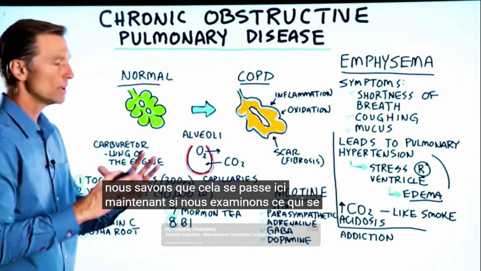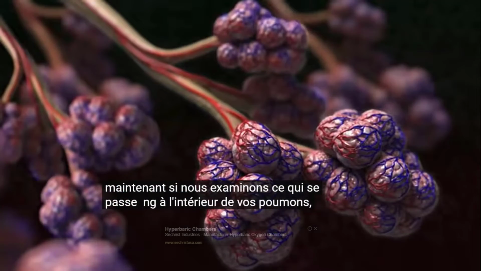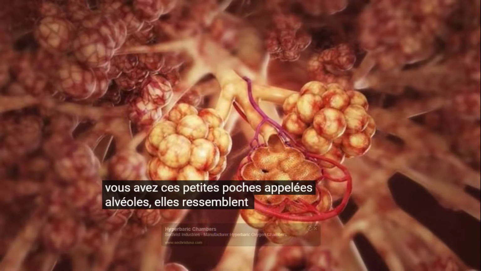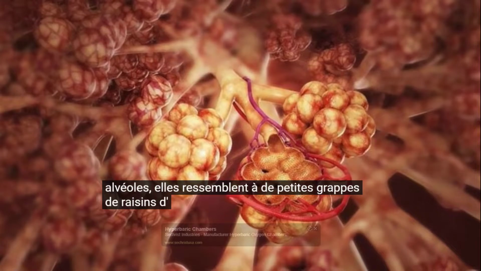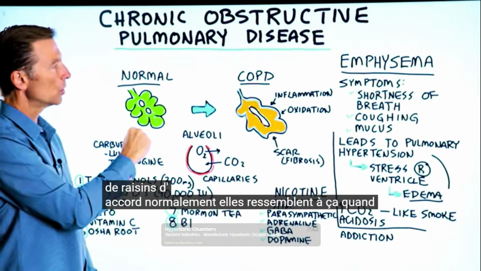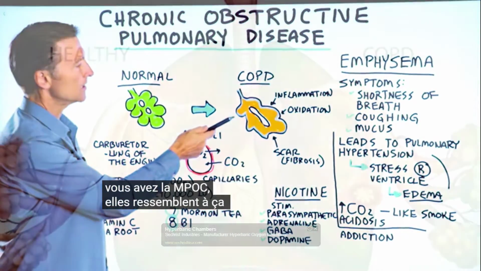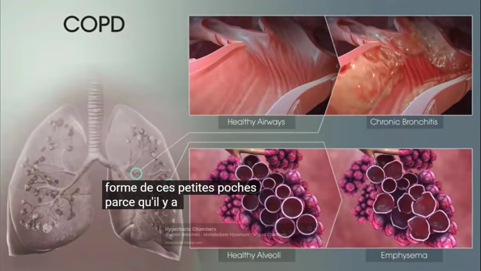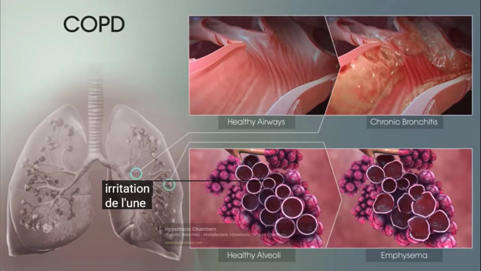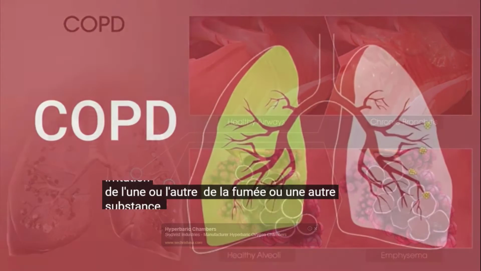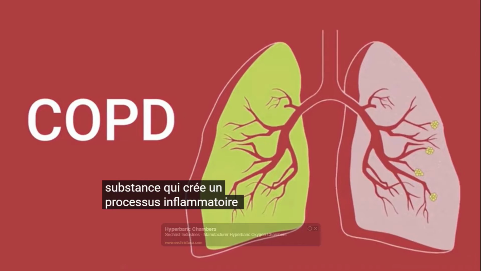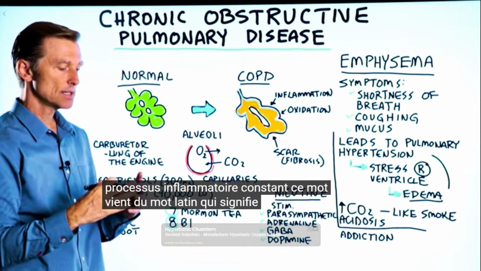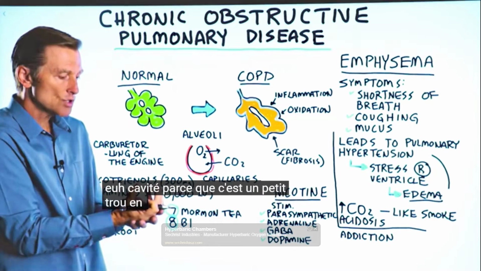Now, if we take a look at what's happening inside your lungs, you have these little pouches called alveoli. They look like little clusters of grapes. Okay? Normally they look like this. When you have COPD, they look like this. So you lose the shape of these little pouches because there's a tremendous amount of irritation from either smoke or some other substance that's creating a constant inflammatory process. This word comes from the Latin word which means cavity, because it's a little pouch-like hole.